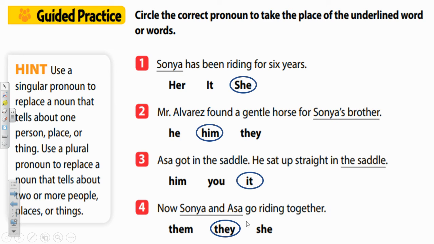All right, 3rd grade, now you're going to complete the independent practice on your own. Good luck.